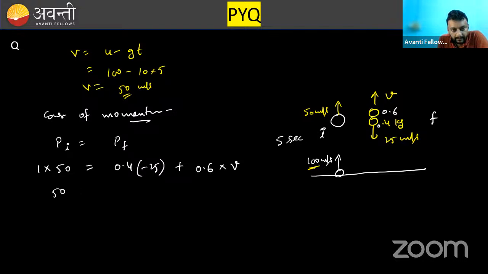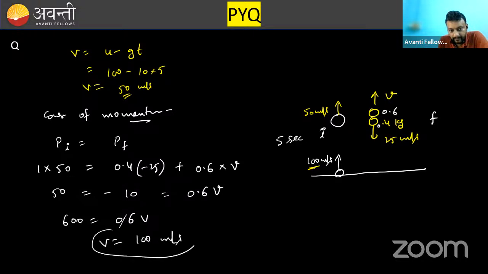Now, if you solve, 50 is equal to minus 10 plus 0.6 v. You can transfer this 10 here, that is 60 is equal to 0.6 v. So v is equal to what? Can you solve it? Decimal can be removed. That is 100 meter per second. So the second part should be going upward with velocity 100 meter per second. Okay. If there is any problem, you can ask me. Very good, Balveer.